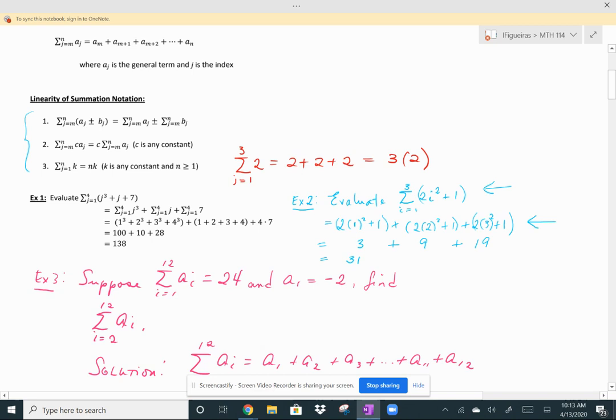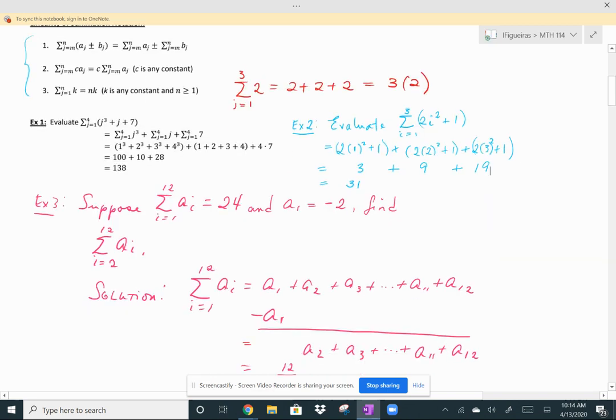I substituted 1 in for i in the first one, and then 2 in for i, and then 3 in for i. And then remember that i gets squared, gets multiplied by 2, and then we add 1. So when you expand it, actually do the multiplication and addition, you have 3 plus 9 plus 19, and that gives you a total of 31 as your summation value. All right, let's move on to example 3.